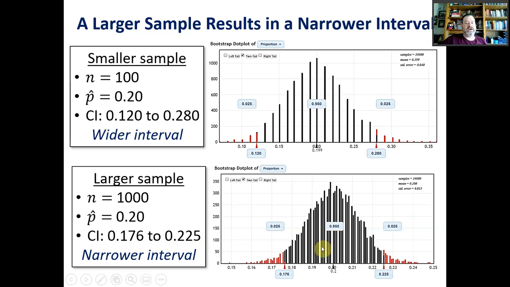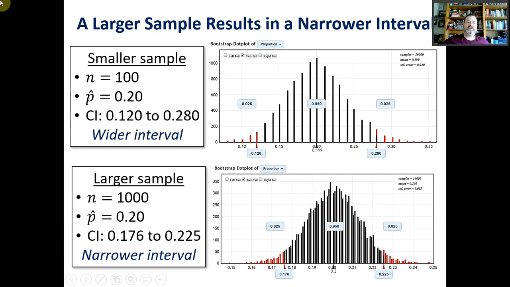But if we take a sample of size 1000 with p-hat equals 0.2, this is a much narrower interval. Now these look the same size, but that's how StatKey scales everything. There's nothing I can do about that. But just look at the numbers, right? This interval goes from 0.120 to 0.280. That's a difference of 0.16. This one goes from 0.176 to 0.225. That's a difference of around 0.05. So this interval is 3 times narrower by getting a sample that's about 10 times larger. And that is roughly true. Every time your sample size goes up by a factor of 10, the interval gets smaller by around a factor of 3.